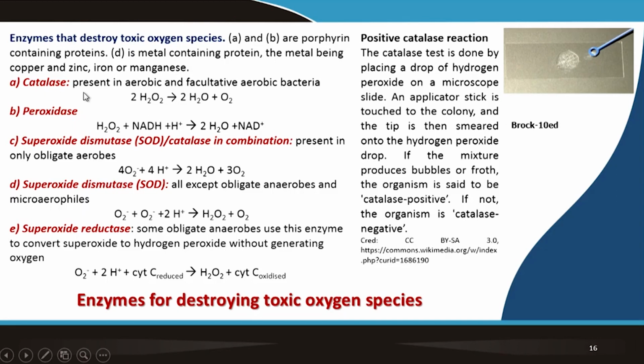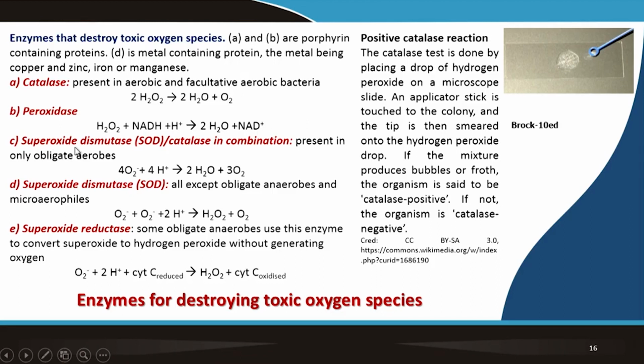So let's take a look at a few of them. So we have catalase and peroxidase. These are porphyrin containing proteins. Catalase is present in aerobic as well as facultative bacteria, and it has the ability to convert hydrogen peroxide to oxygen and water. Then we have peroxidase. Again, hydrogen peroxide along with NADH and a proton will give you water and NAD+.